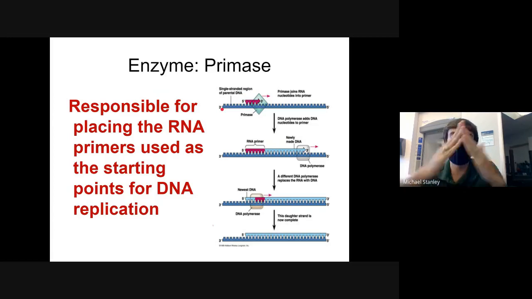So after the DNA gets opened up, primase comes in and puts down a short little RNA primer. That way, the other enzymes can attach and fill in the new DNA that's being made. So this RNA primer acts as like a starting point for the rest of the DNA replication to happen. And the primer is put down by another enzyme called primase.